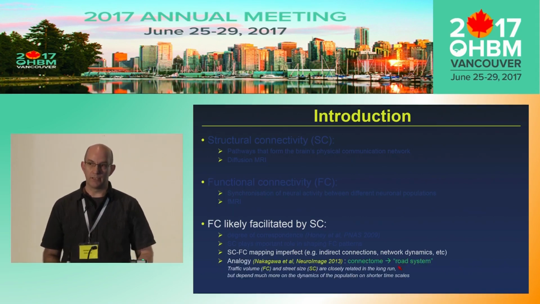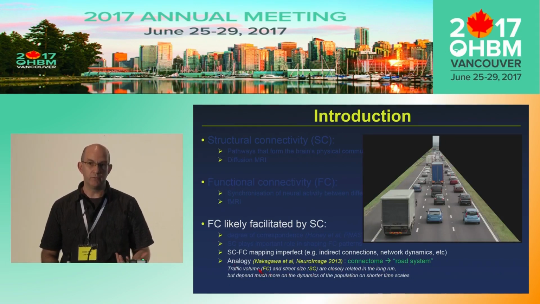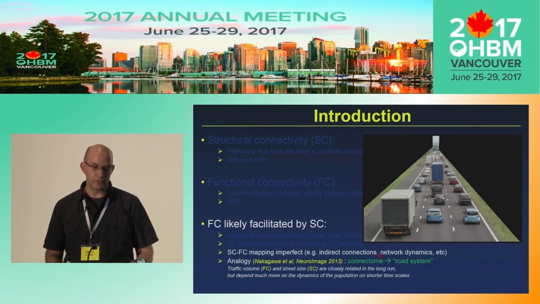And a nice analogy that I saw in a recent paper was to relate the connectome with a road system. And it's obvious that they were making the analogy that functional connectivity is the traffic volume, the structural connectivity is the size of the street, and it's obvious that the larger the street, the easier it is for the traffic to go through that street. But in the short time scale, the dynamics of the population plays an important role.